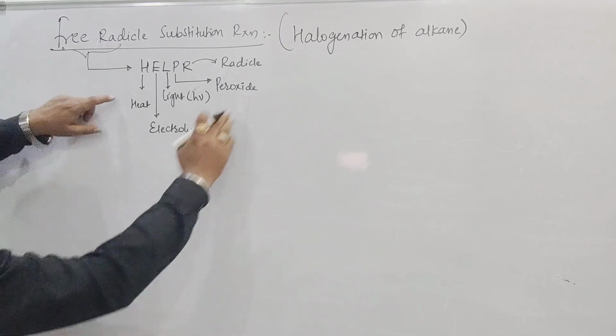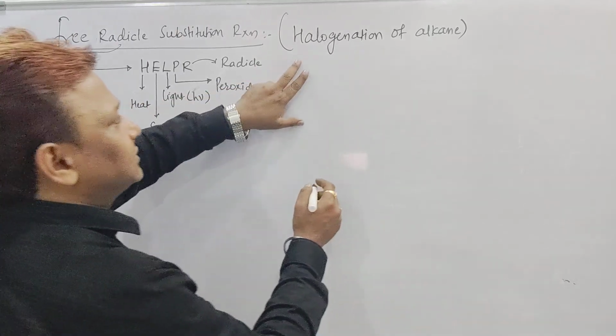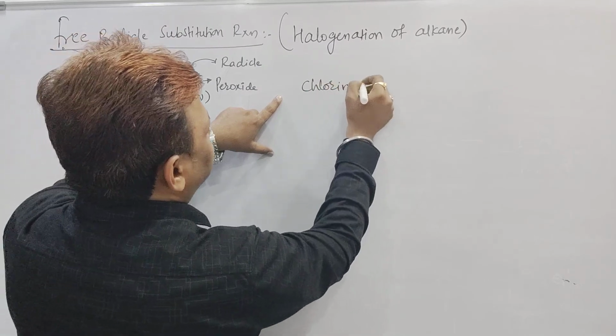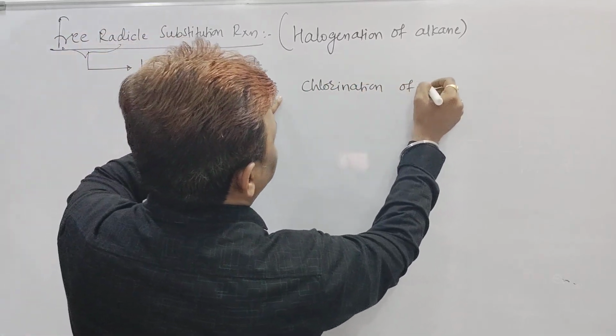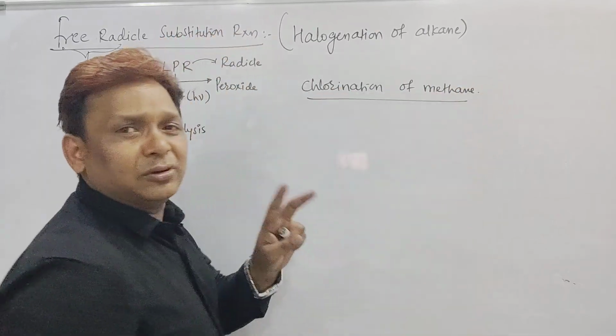But in this case, in halogenation of alkane, the one I am going to discuss is the chlorination of methane. I want to discuss that with you. That is the chlorination of methane, meaning the addition of chlorine to methane. But the chlorination of methane can also occur in two ways.